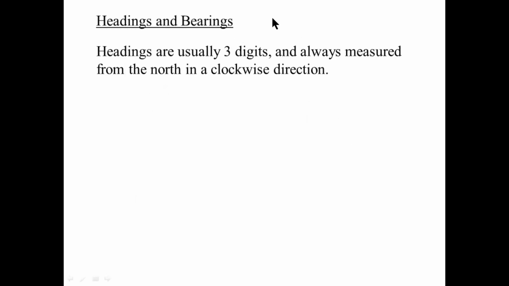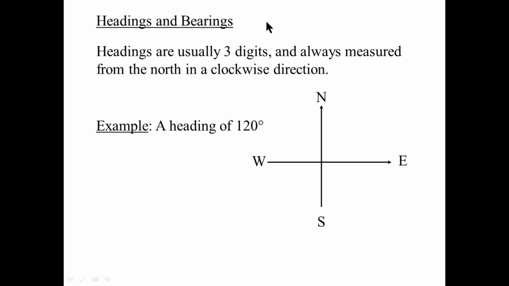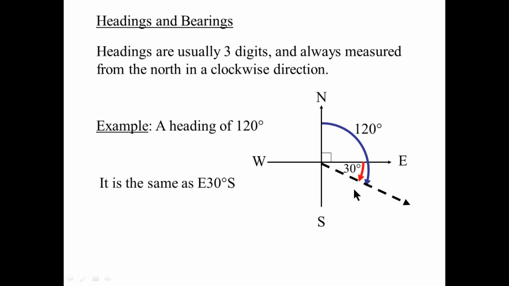Modern day headings and bearings are 3 digits long, a simple number that has 3 digits in it. And it's always measured from the north and then to the right in a clockwise direction. An example, a heading of 120. For example, if Pearson International Tower tells United Airlines to take up a heading of 120, that means fly straight north and then bend 120 degrees around to the right, like that. That's a direction that only has 3 digits in it. It's the same as east 30 degrees to the south.